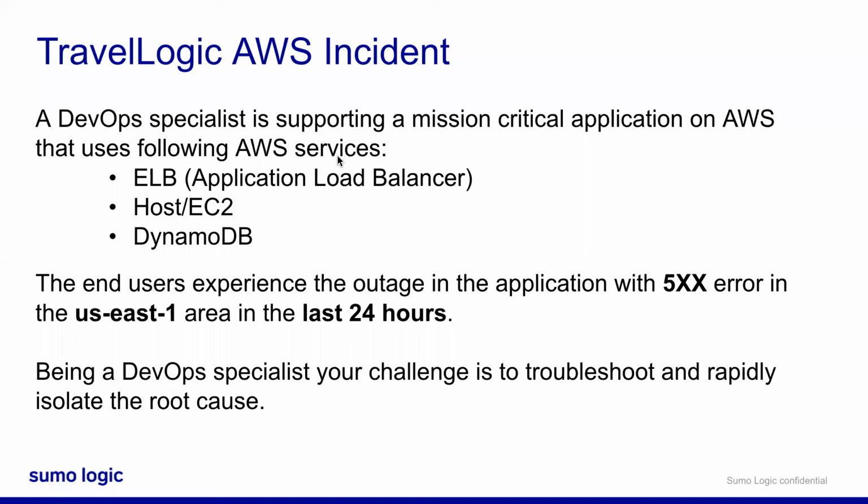And so what we want to do here is we hear that end users are experiencing an outage in the application, that they're getting 500 errors, which is a bad thing, an error message. You can leave it kind of vague there. In the US East 1 area in the last 24 hours. So in the last 24 hours, users that are using the US East 1 instance that you may own are getting these errors.